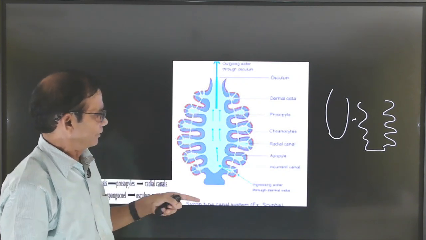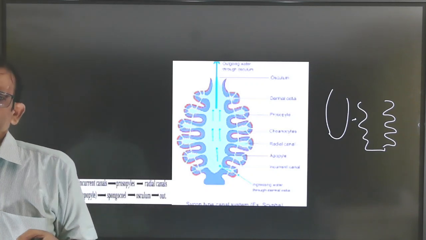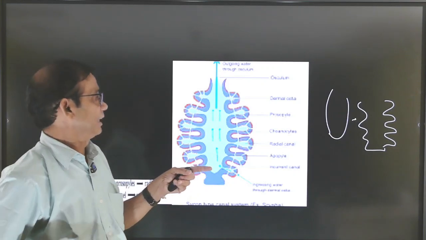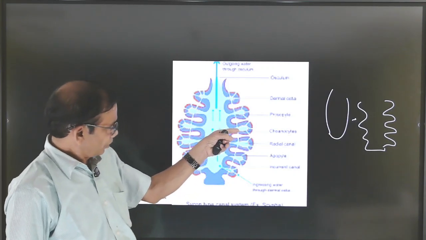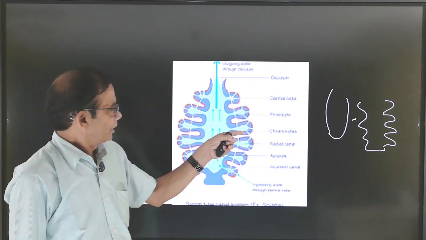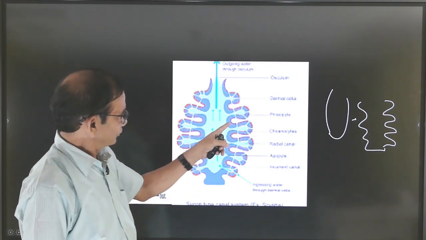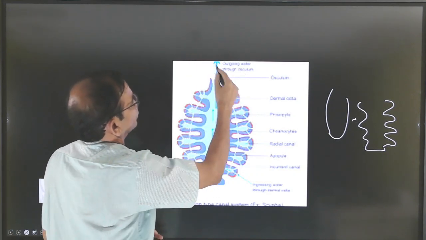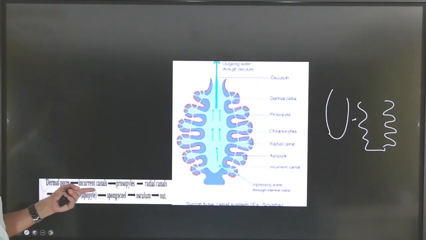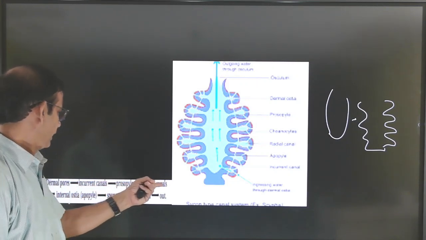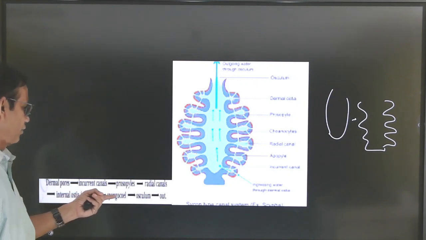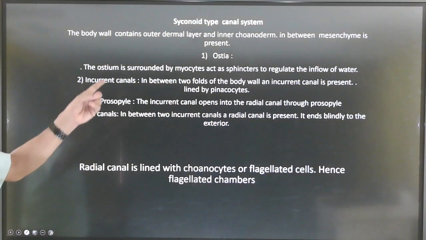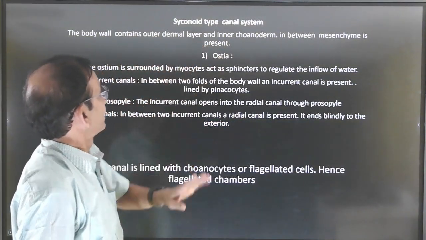The radial canal is lined by a choanocyte layer containing flagella, also known as flagellated chambers. These flagella move the water inward, ultimately into the spongocoel through apopyles, and from there it moves outwards through the osculum. So here: dermal pores, then incurrent canal, then prosopyles, then radial canal, then internal ostia, spongocoel, osculum, and then out. So this is about the Sycon type of canal system.